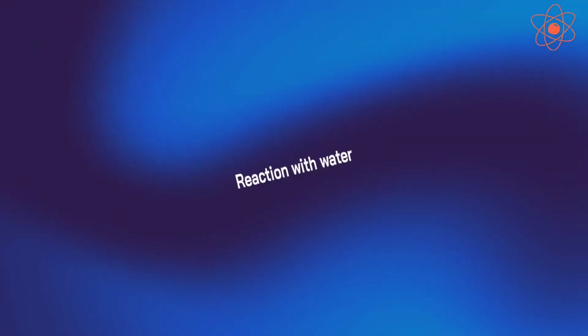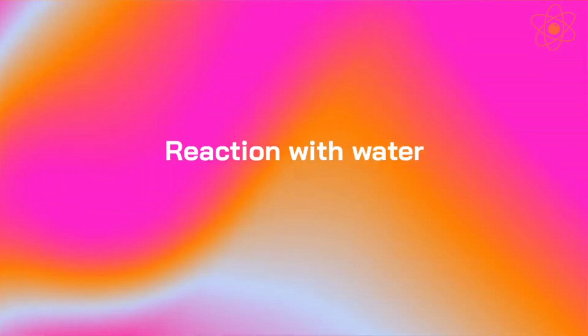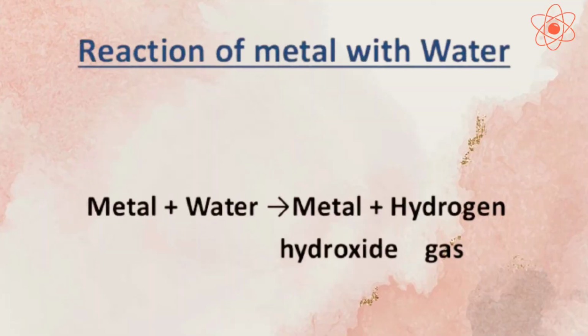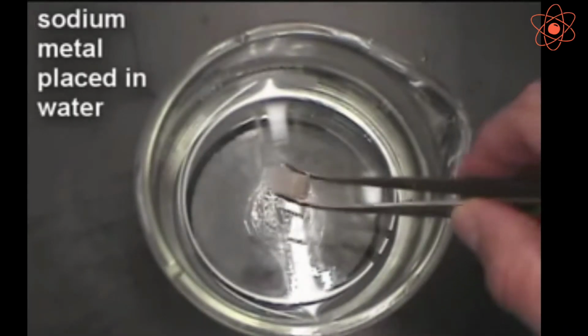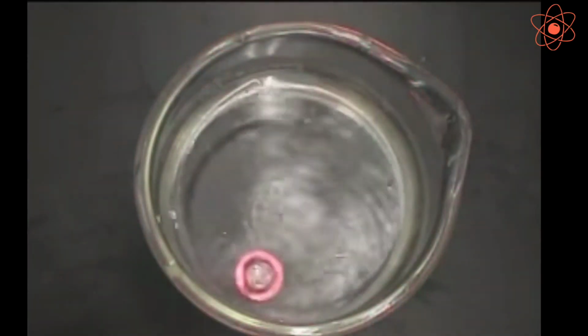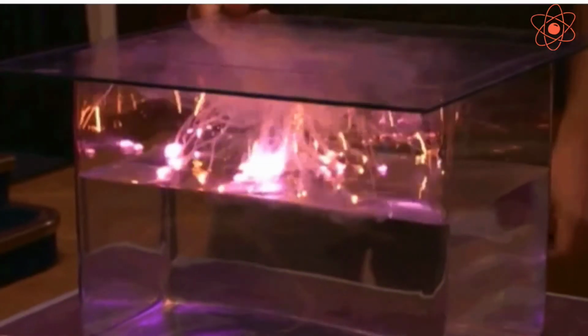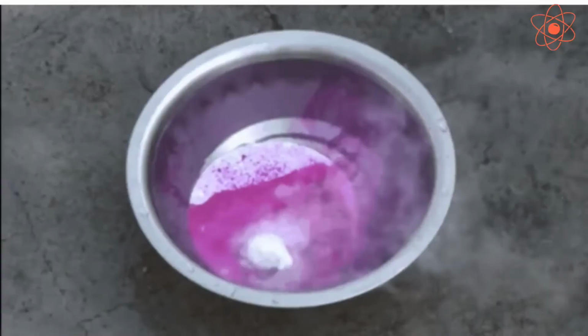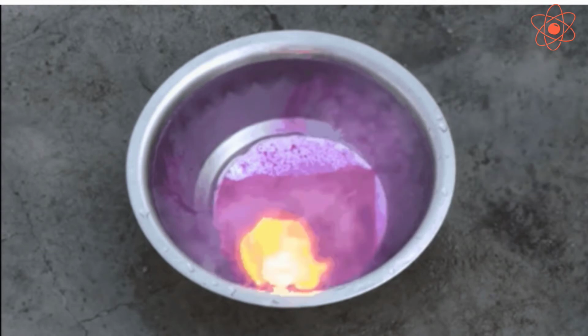Now next property, reaction with water. Metals react with water to produce metal hydroxide or metal oxide and hydrogen gas. Metals such as sodium, potassium and calcium, which are very reactive, react with cold water. A large amount of heat is evolved in this reaction, which results in explosive burning of hydrogen.